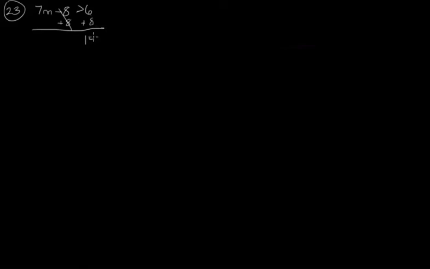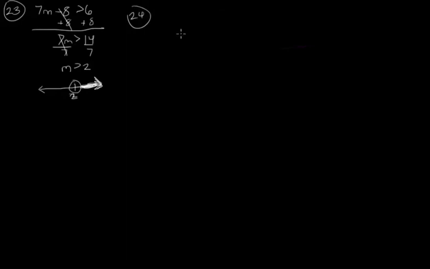6 plus 8 is 14. 7m is greater than 14, so divide both sides by 7. 14 divided by 7 is 2. m is greater than 2. So here is my incredibly horrible graph. Here's my 2. It should be an open circle, and m is greater than 2, so let's shade to the right because we want the numbers that are bigger than 2. Just go with it.